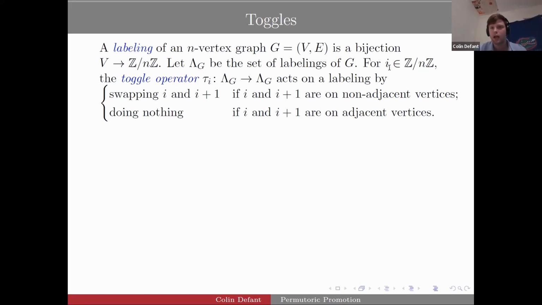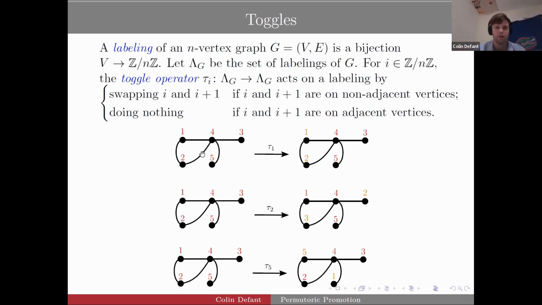And if I have one of these labels i in Z mod nZ, then I can define this toggle operator tau i. And this is just a map from labelings to labelings. All it does is it says, look at the numbers i and i plus 1. And if they're sitting on adjacent vertices, you do nothing. And if they're sitting on non-adjacent vertices, you swap them. So here are some examples of this.